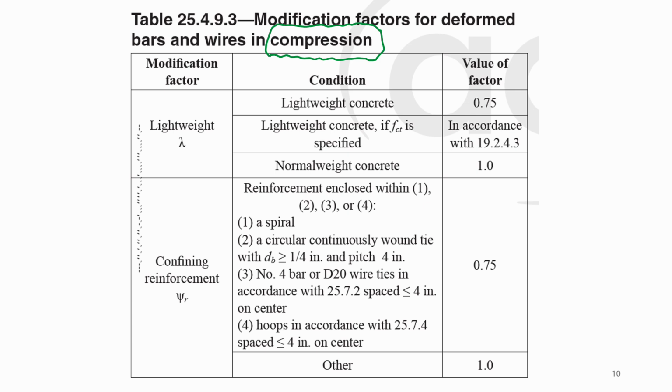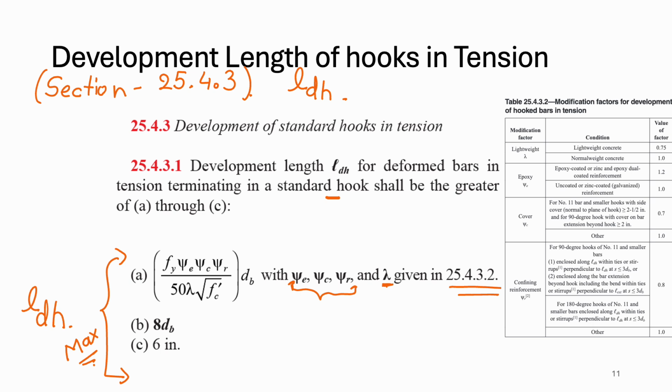For instance, here it is given reinforcement enclosed within a spiral. Then we are using 0.75, or number 4 bar or D20 wire ties in accordance with 25.7.2, with the development length spaced less than 4 inches. Again, we are using 0.75. In all other cases, we are using 1.